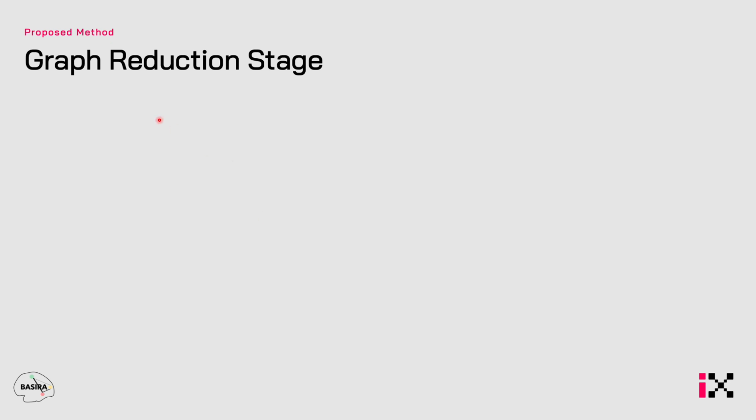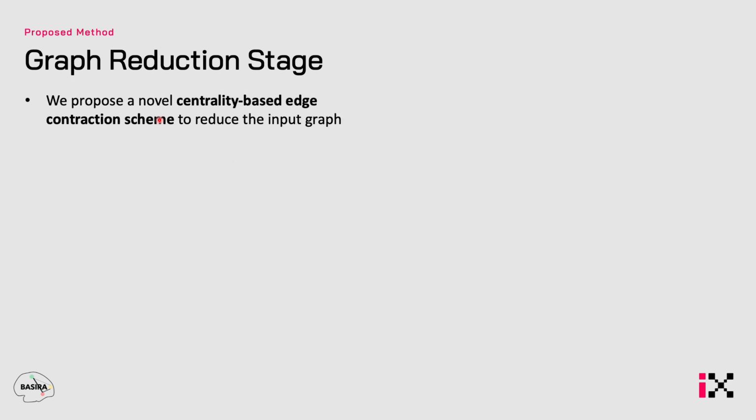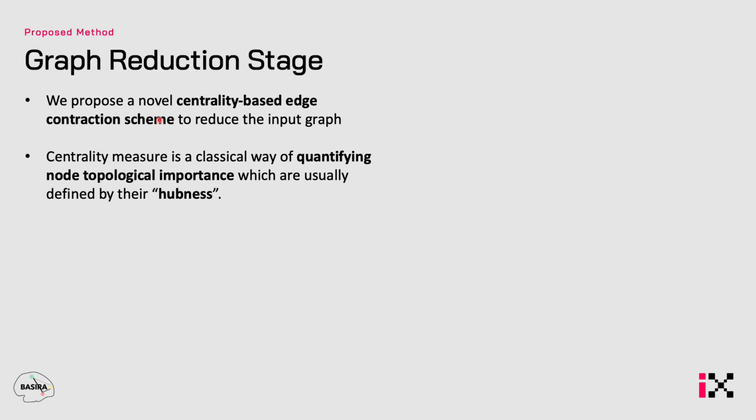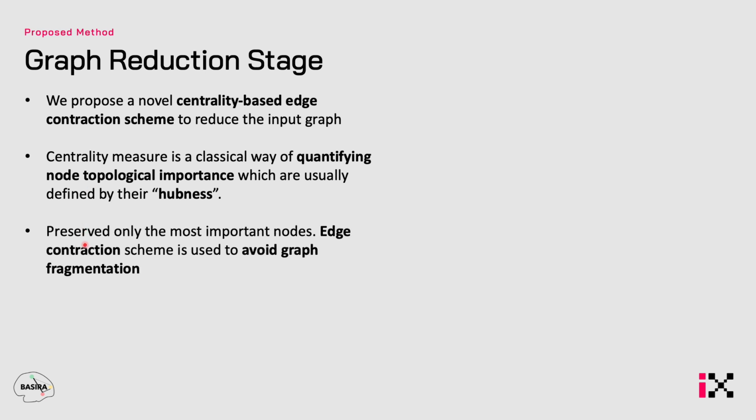First, let's talk about the graph reduction stage. Here, we are proposing a novel centrality-based edge contraction scheme to reduce the input graph. The centrality measure itself is a classical way of quantifying nodes' topological importance and is usually defined by their hopness, or how well they perform as a hop for other nodes to connect. Hence, we can simply preserve only the most important nodes based on the centrality values.